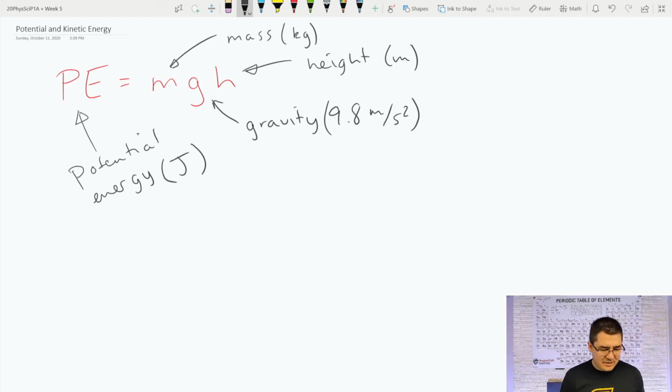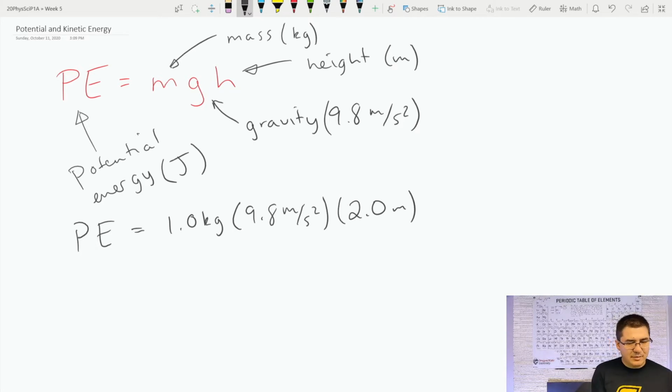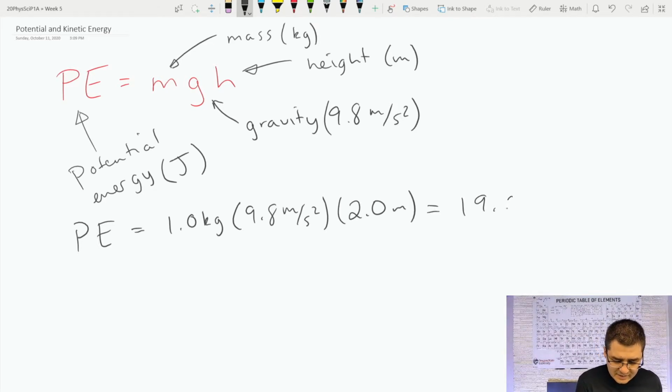So for example, if I was calculating the potential energy of that pumpkin I was showing, it would be 1.0 kilograms times 9.8 meters per second squared times a height of, we'll say 2 meters, and that would be just above head height, about here, okay? And so if I multiply 1 times 9.8 times 2, I get 19.6 joules, okay?